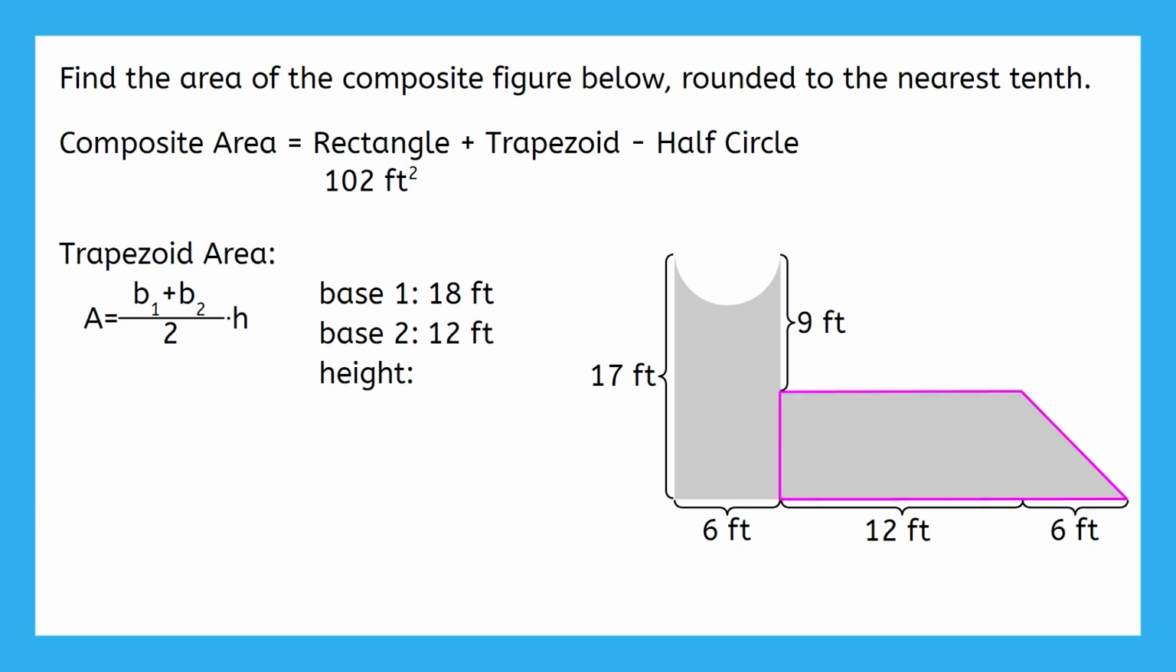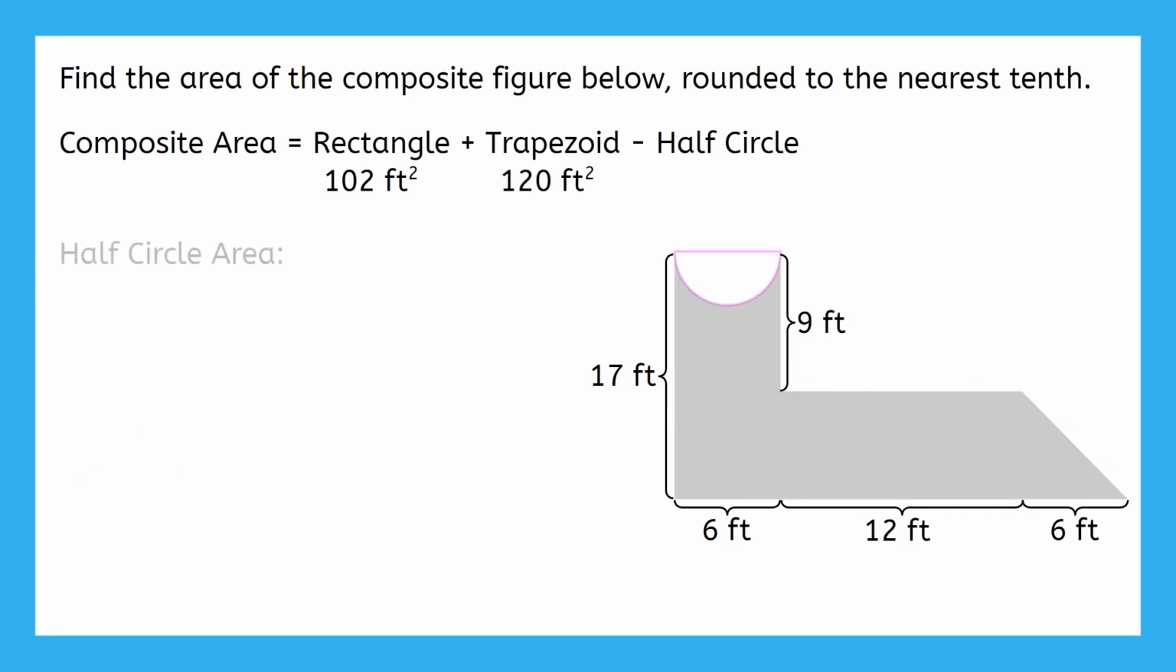The height is going to be this segment here, which I don't have a length for yet. But this entire segment is going to be 17 feet to match the segment across from it. And since this top portion is 9 feet, what does that leave for the length of this segment, our height? Right, 8 feet. So now that I have both bases and the height, I can calculate that the area of this trapezoid is 120 square feet.